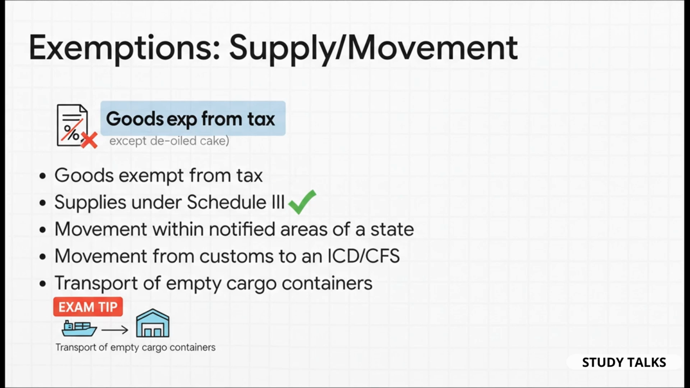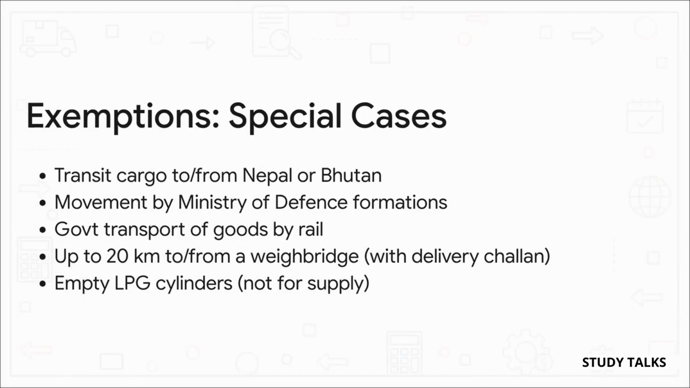Don't ask me why, just remember it. Also, anything that falls under Schedule 3, which is treated as no supply, is out. Then you have specific movements, like from a customs port to an inland depot for clearance. And a very practical one: moving empty cargo containers doesn't require an e-way bill. And to finish off our list, we've got some special cases. Any transit cargo heading to or from Nepal or Bhutan is exempt. Any movement by the Ministry of Defense is out. If the government is the one sending the goods and they're using a train, no e-way bill needed.